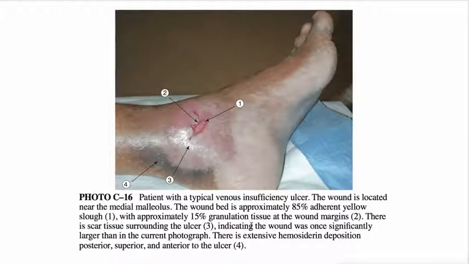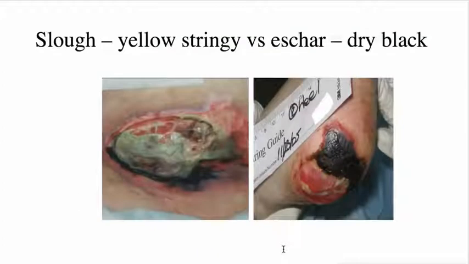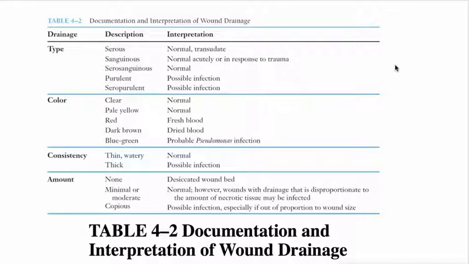Here's a patient with a venous ulcer at the medial malleolus. And here's a nice example of documentation, really giving an idea of how much slough and granulation tissue. And then also even looking at the surrounding area. Here we have extensive hemosiderin deposition, posterior, superior, and anterior to the ulcer. Here's slough, a yellow stringy on the left versus eschar, which is dry and black. So here's a documentation of different types of wound drainage and the description.